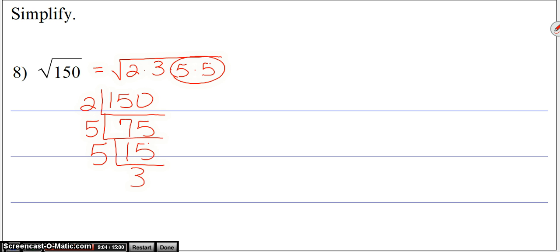And so in this problem, that 5 gets to go out. But on the inside is left a 2 and a 3. Those two things, just like if they were on the outside, get multiplied back together, even though they're on the inside. And so the simplified version is 5 times the square root of 6.